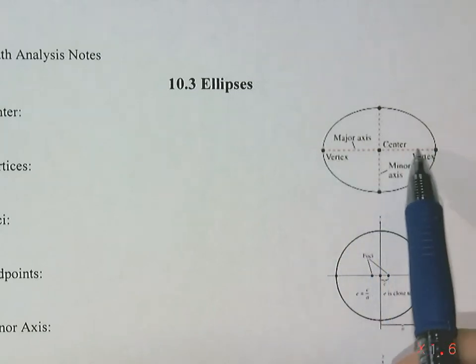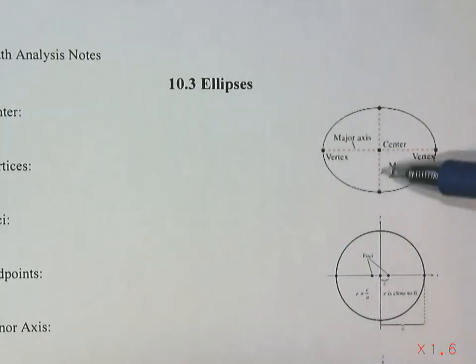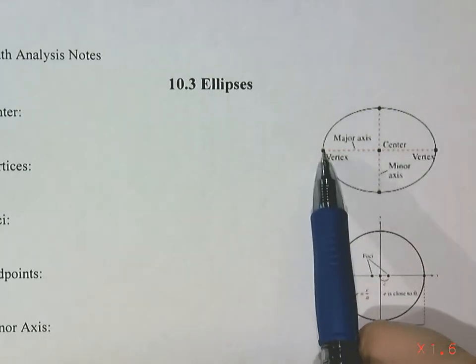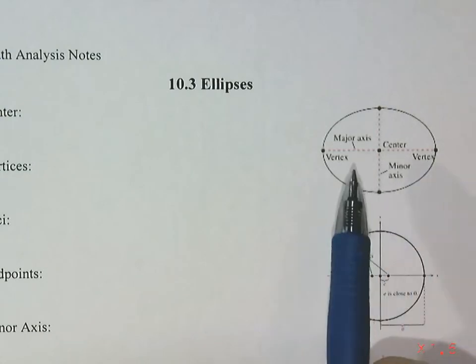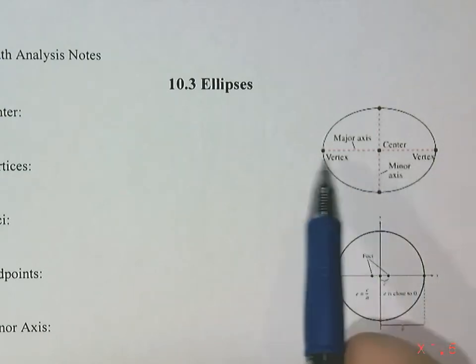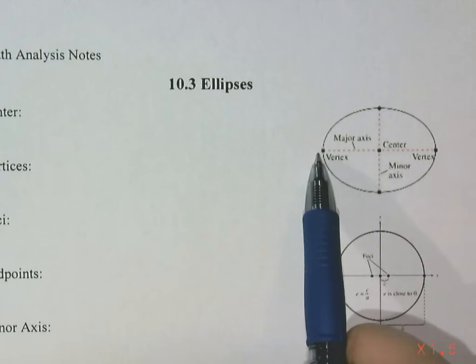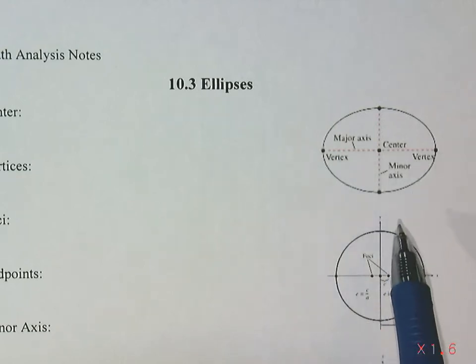There's going to be a major axis. There's going to be a minor axis. There's going to be a center, and there's a vertex here and a vertex here. The vertex, plural, is vertices. The vertices are always the endpoints of the major axis.